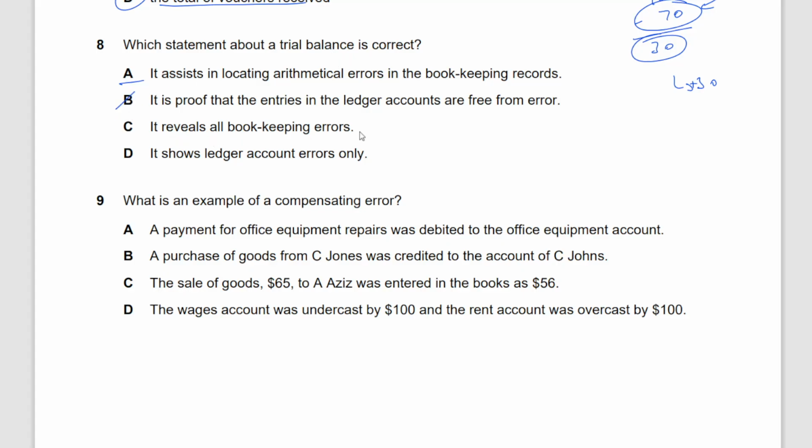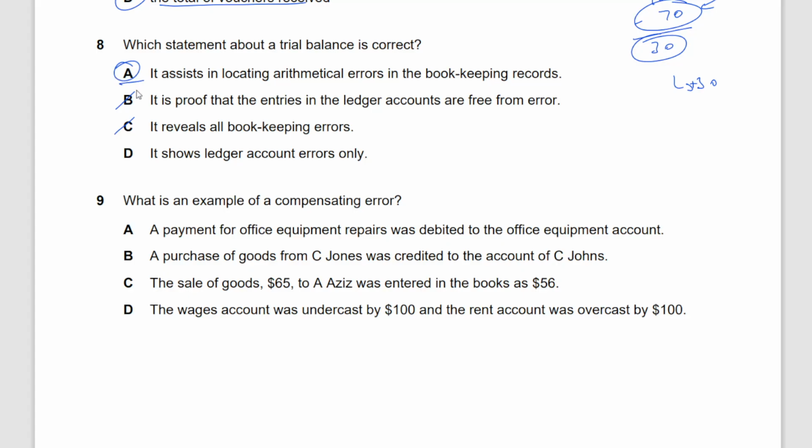It reveals all bookkeeping errors. No, it doesn't. It's the same thing. It shows ledger account errors only. It shows ledger account errors only, but we do have the cash book, which is kind of a ledger account. Let's see how that would be wrong. Although option A is certainly correct, but let's just see how D is.